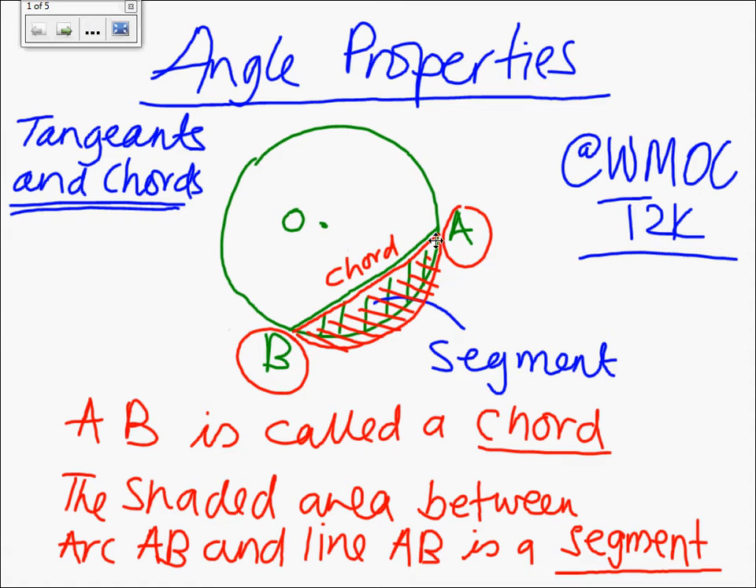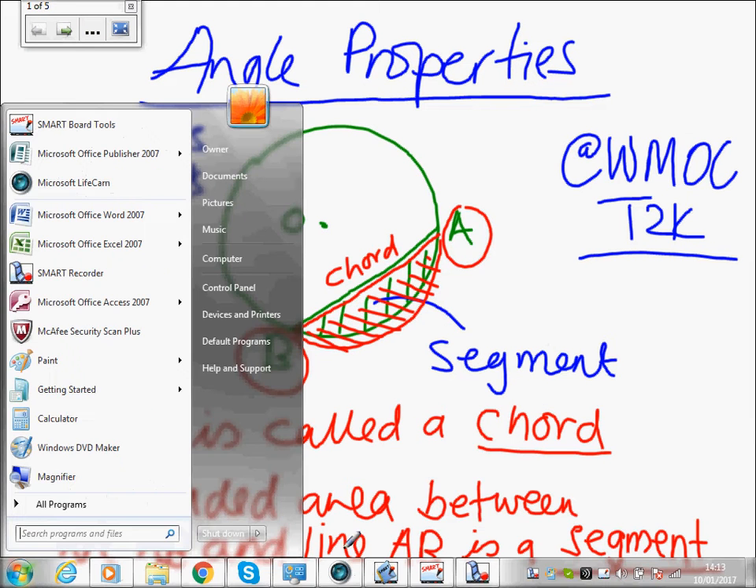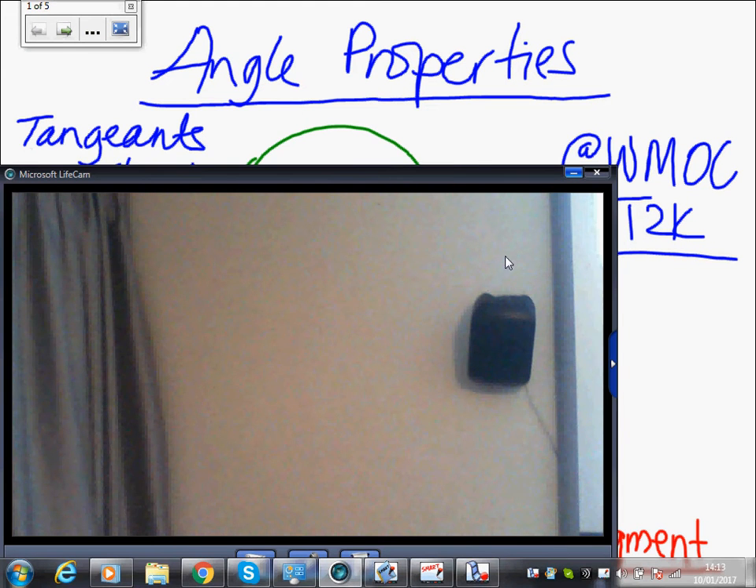And the shaded area in green between the arc AB, this arc AB, and line AB, which is a chord, is called a segment. So this shaded area is called a segment. And that's very important. You will note the importance of this understanding in solving questions. Some of the questions will come like so. Let's have a look.